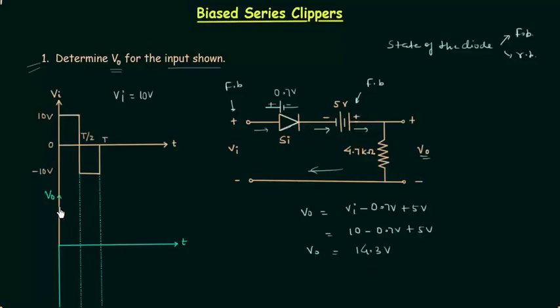I will quickly plot it. 14.3 volts as the value of output voltage for the first half cycle from 0 to T/2.